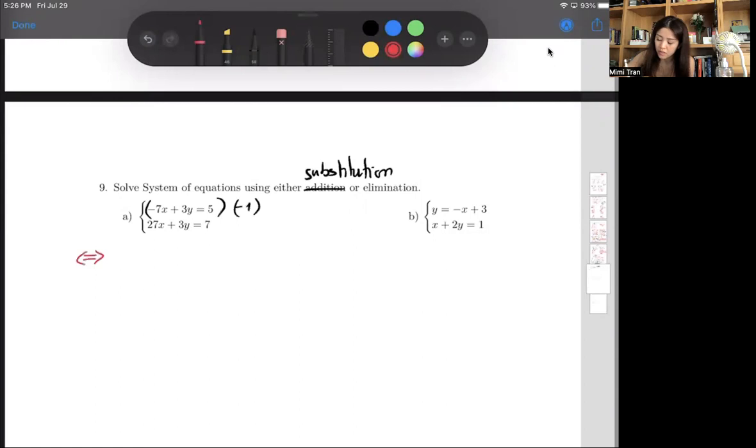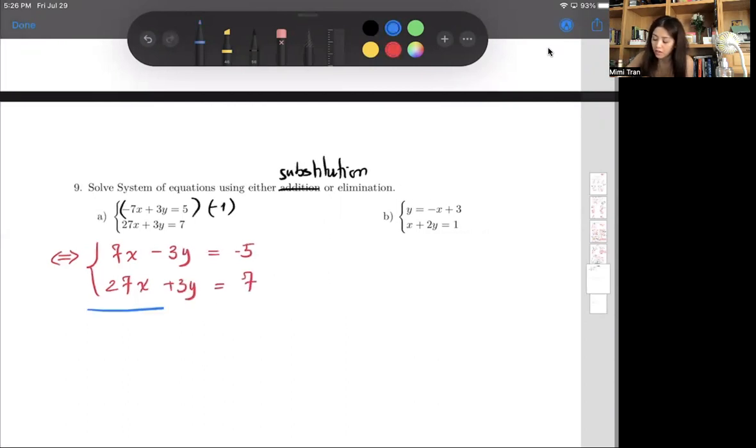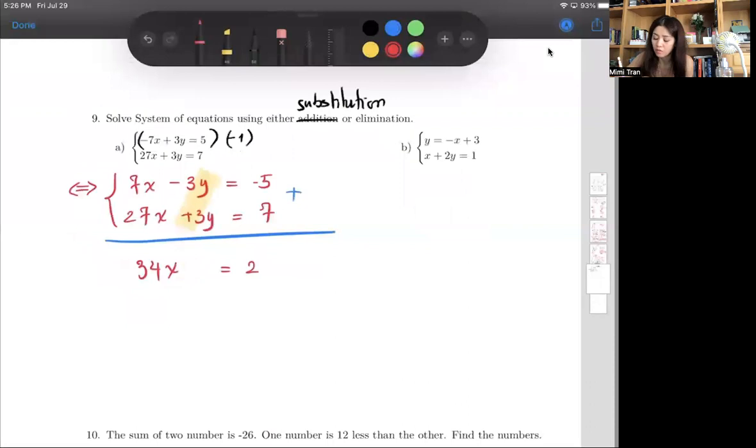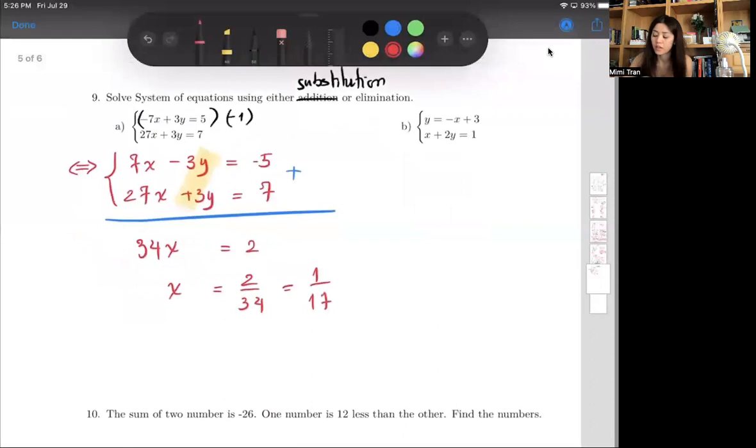Rewrite this. I have 7x now minus 3y equal -5. Rewrite the second one, 27x plus 3y equals 7. And then you add, this should be canceled. So I have 34x equal what? 2. Divide both sides by 34, x equal, let me do slowly, 2 over 34, which is 1 over what? 17, right? So x equals 1/17.